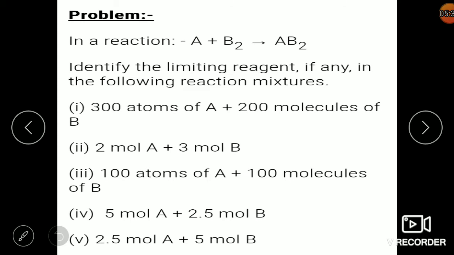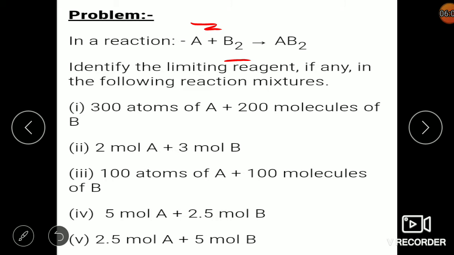Now, see this numerical. You are given a reaction where atom A reacts with B molecule. The formula is B2, forming AB2. You have to identify the limiting reagent, if any, in the following reaction mixture. That is your main reaction, and based on this reaction given, you have to answer according to the situation provided.